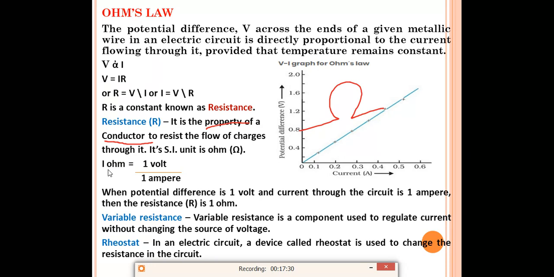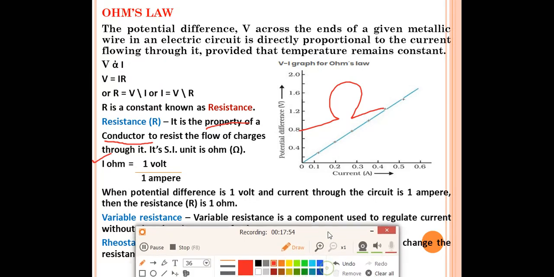We can write the definition of 1 ohm over here. When potential difference is 1 volt and current through the circuit is 1 ampere, then the resistance R is 1 ohm. You can easily write the definition of 1 ohm if you remember this relation: 1 ohm is equal to 1 volt by 1 ampere. So this is the definition of resistance.